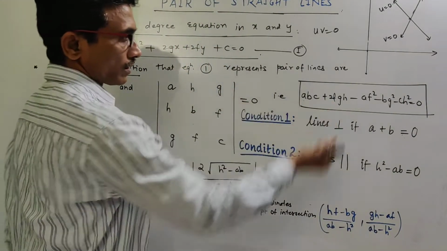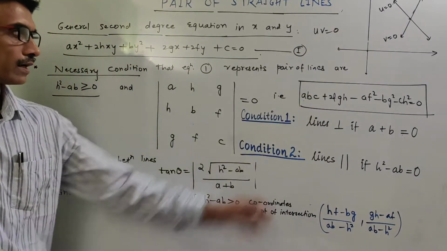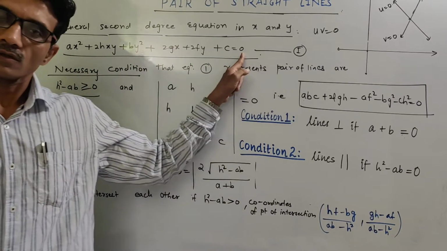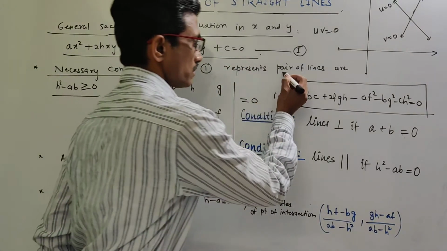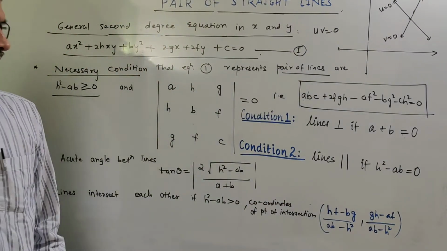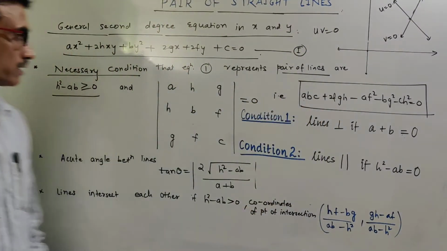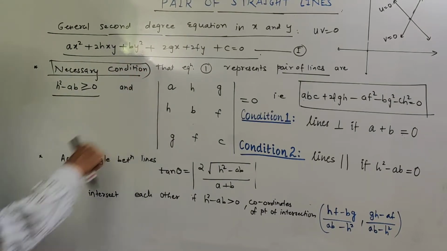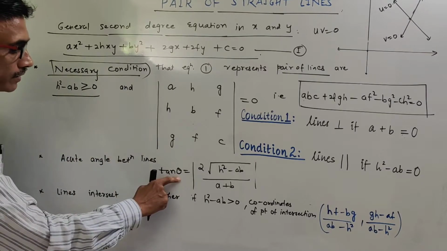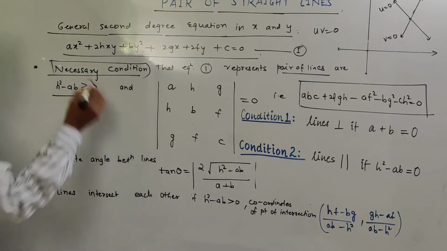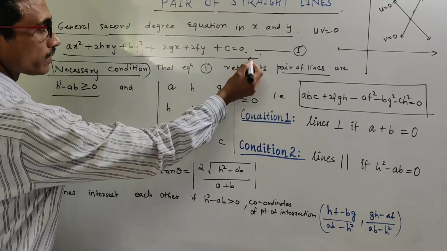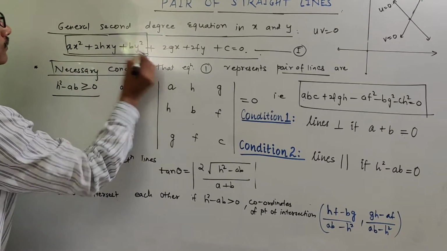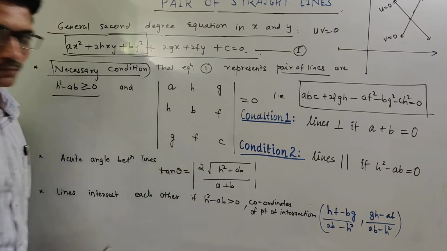या तो ये या ये. If this condition is satisfied, तभी the equation, this general second degree equation will represent pair of lines. तो ये कंडीशन सेटिस्फाई होती तब, that is a necessary condition. फिर उसके बाद acute angle between the lines is tan theta. क्योंकि this equation represent two lines और वो lines parallel to this lines represented by this equation. तो इसलिए tan of theta is same.